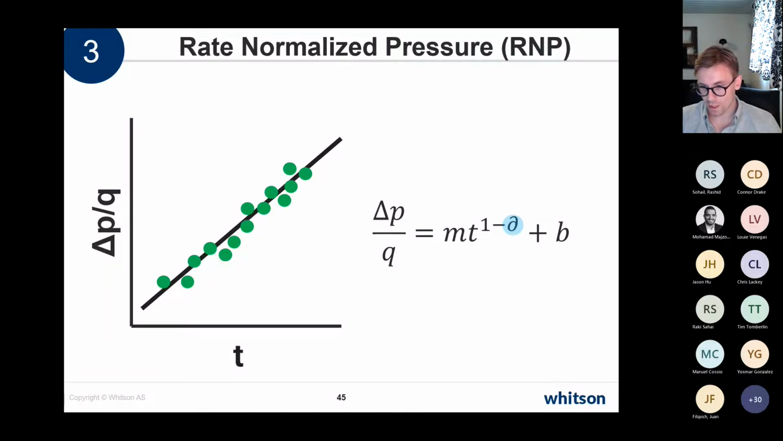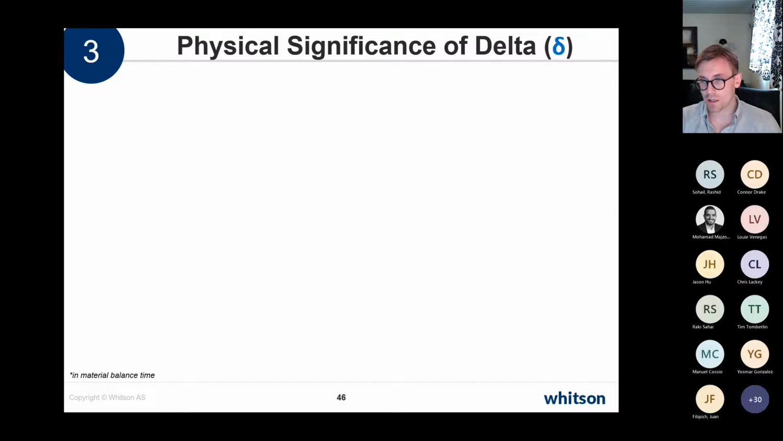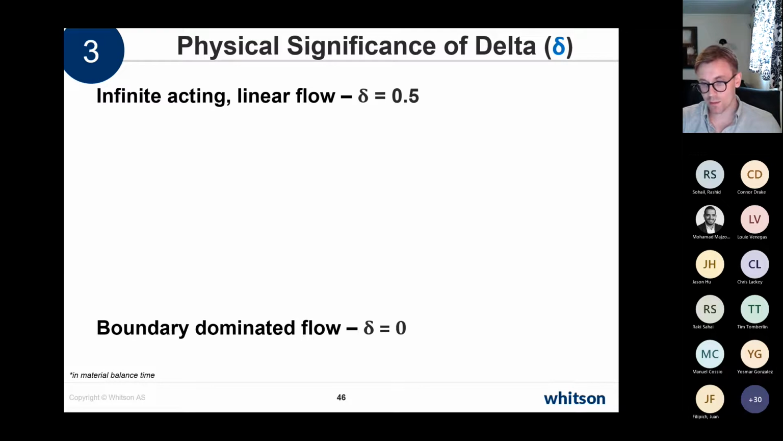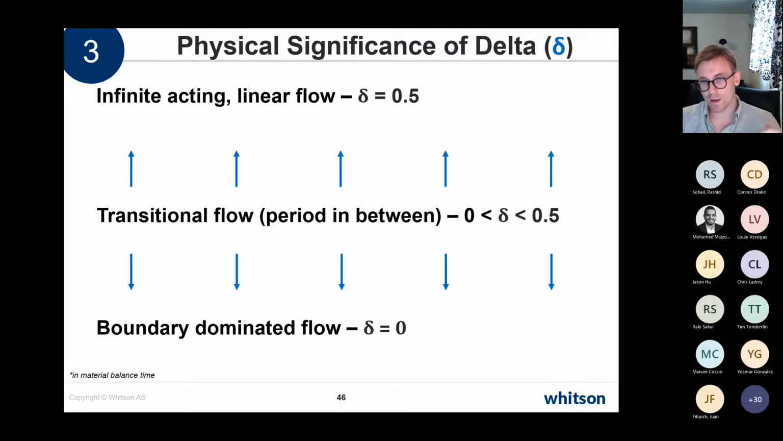Okay, so the physical significance of delta is if you're in infinite acting linear flow, then delta is 0.5. If you're in boundary dominated flow, at least if you plot in the material balance time, your delta is 0. And then if you're in transitional flow, then your delta is somewhere between 0 and 0.5.